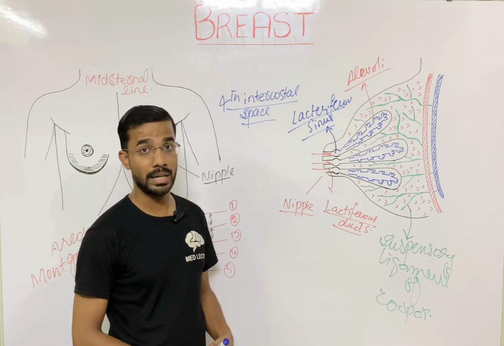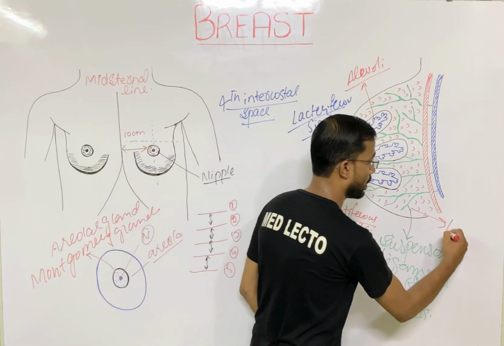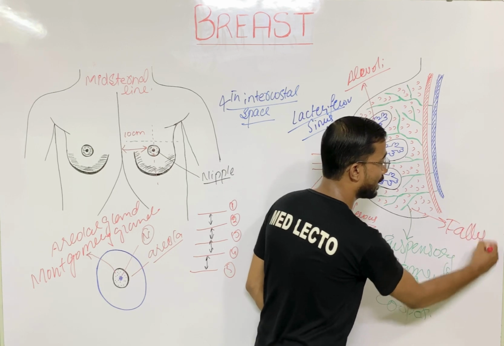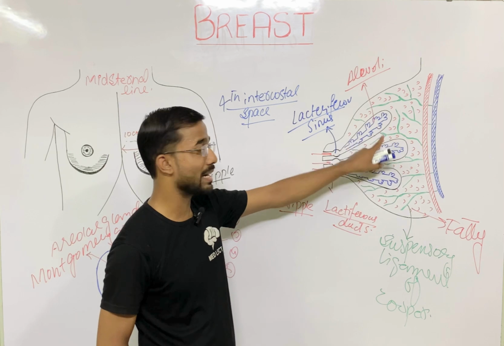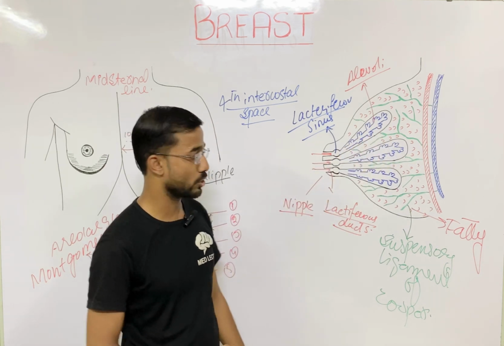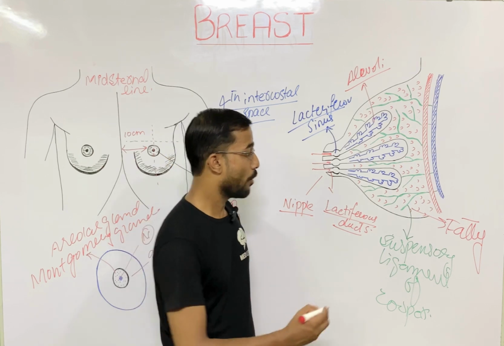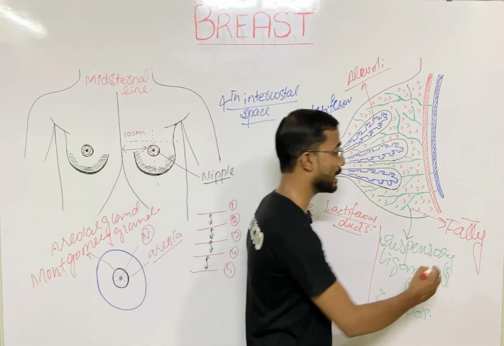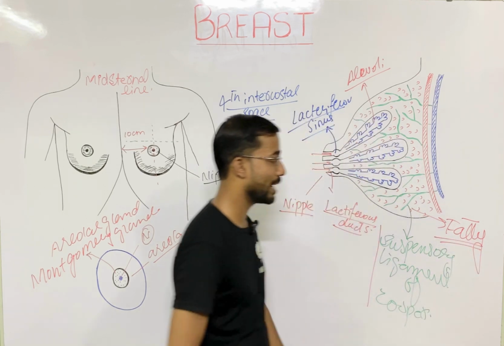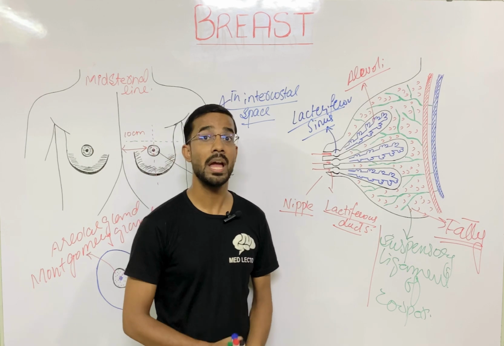And the second component is the fat, the fatty component of the stroma. There is a lot of fat present inside the breast. So in this stroma you will see the two most important components. First is the suspensory ligaments of Cooper, and second is the fatty component. These are the two components of the stroma that provide support to the breast.